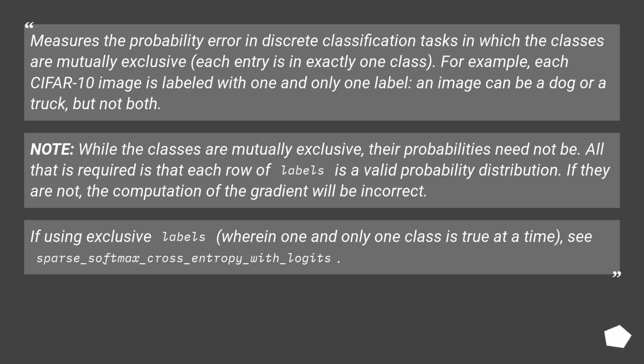No. While the classes are mutually exclusive, the probabilities need not be. All that is required is that each row of labels is a valid probability distribution. If they are not, the computation of the gradient will be incorrect. If using exclusive labels, wherein one and only one class is true at a time, see sparse_softmax_cross_entropy_with_logits.